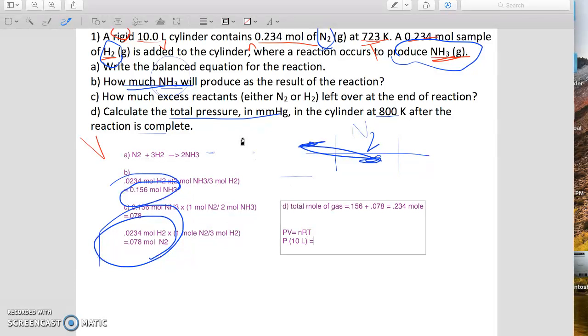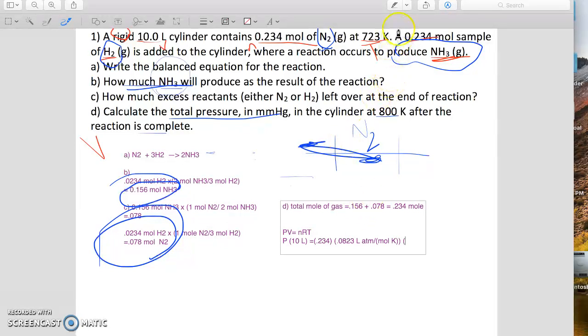Or you can ignore the number. And n in this case we know, 0.234. And then you have your R. R is a constant. You should remember that this one is 0.0823, and this is always liter atm per mole Kelvin. As long as the rest of the units are in that, you can use it. So if you're wondering, this is called liter atm over mole Kelvin. Okay, that's what it is.